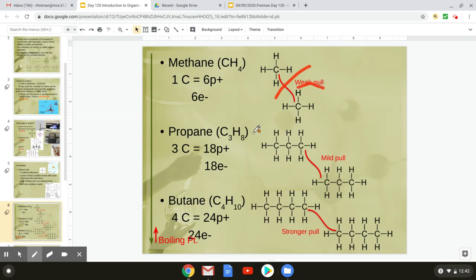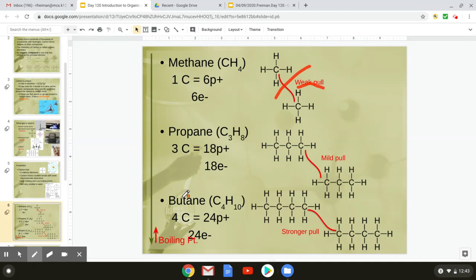If we go to propane, C3H8, there are 3 carbons in each of the propyl chains. So 3 carbons, each with 6 protons, means now we have like 18 positive magnets in our 18 protons, and 18 electrons. So now there's a little bit more pull between this propane molecule and this propane molecule. So these are going to have a stronger intermolecular force.